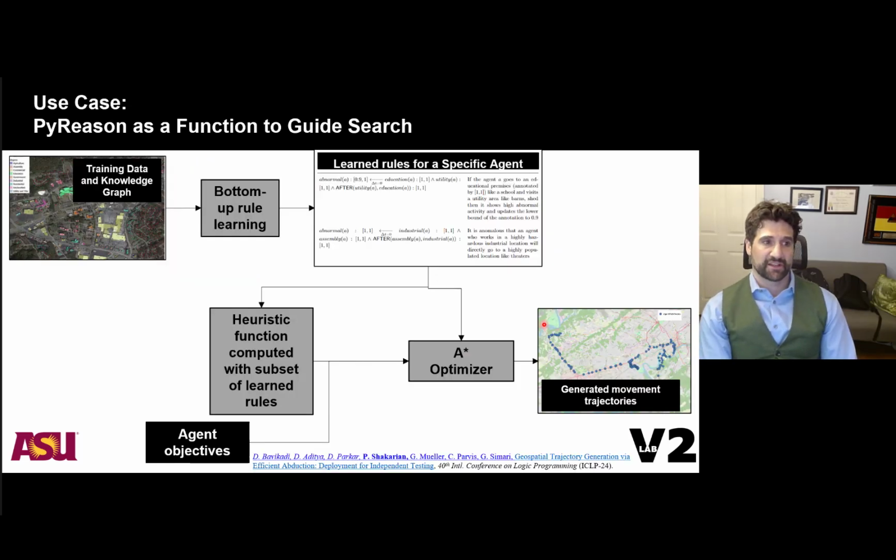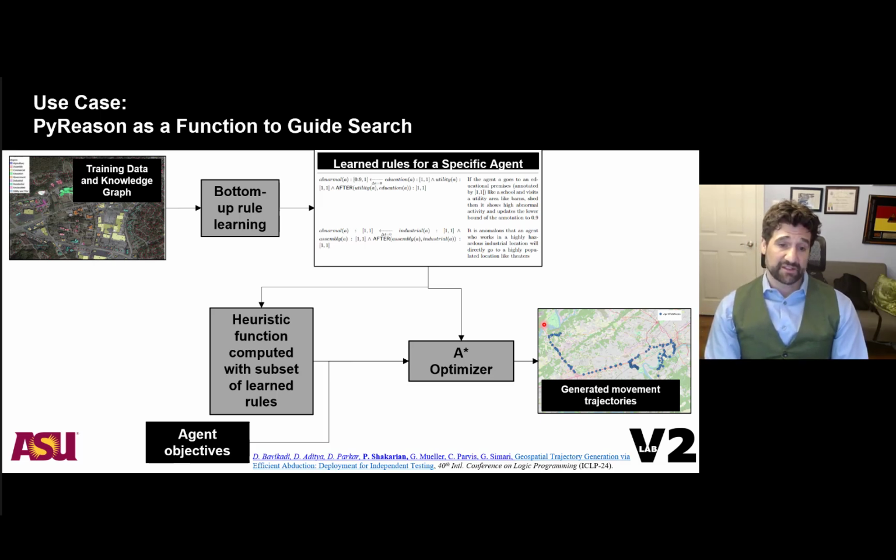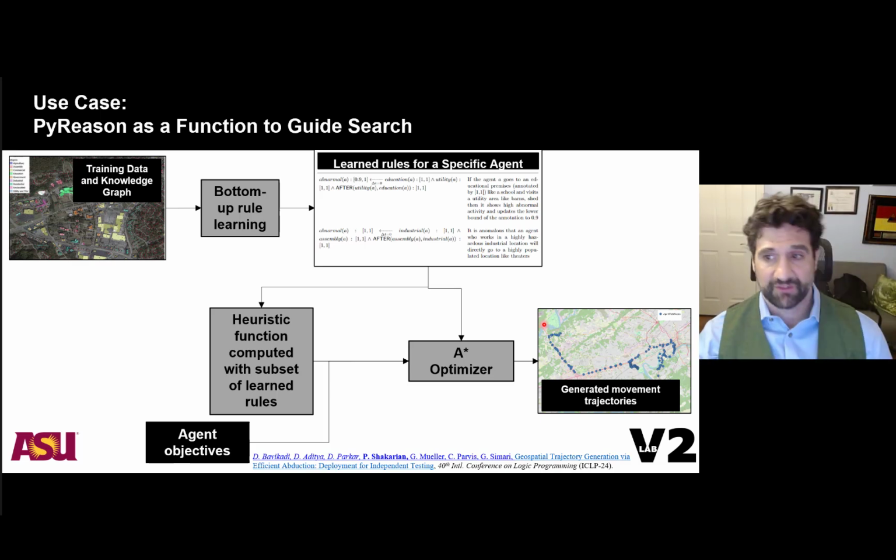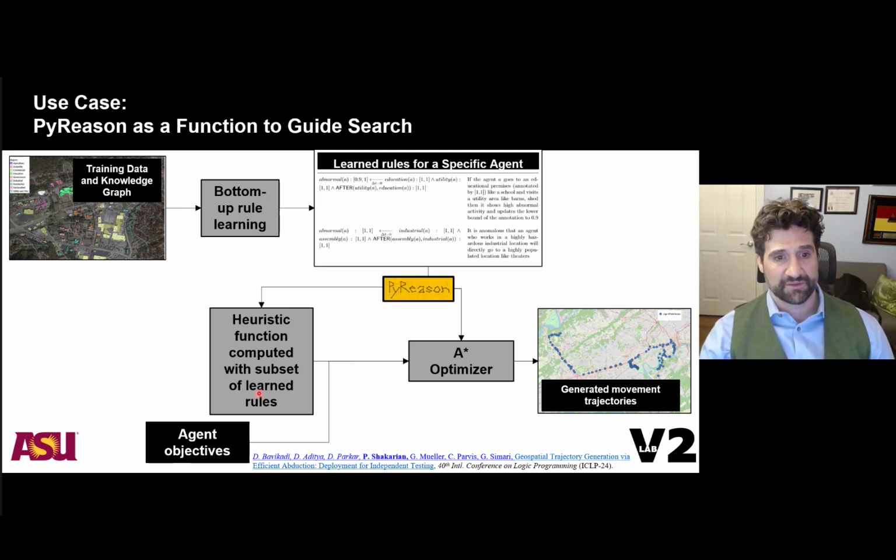So what the workflow looks like is, first you have the training data and a knowledge graph that we had processed. Mostly the Leidos team was doing this. Based on all that data that was curated about prior agent movement trajectories, we use bottom-up rule learning to learn rules like what you see on the screen. And then these rules are used in two ways. One is a subset of the rules is used for our heuristic function to guide A-star, and then the full set of rules is used to actually compute the abnormality as your optimization criteria. And this gives us these realistic movement trajectories. And PyReason is kind of the logic engine supporting this.